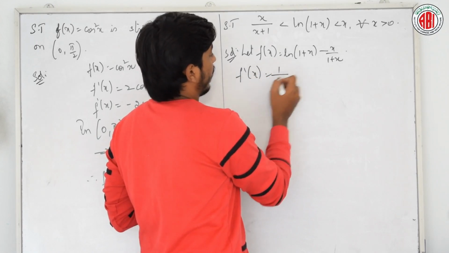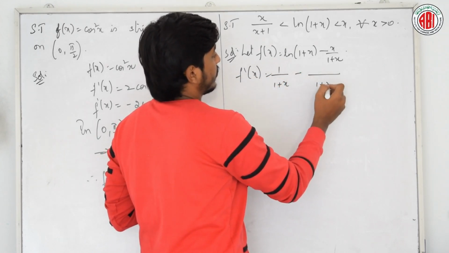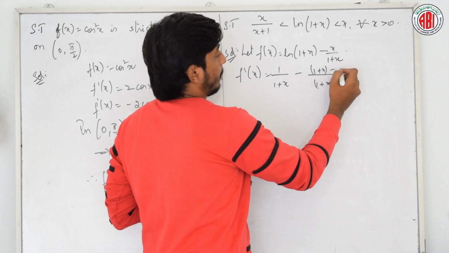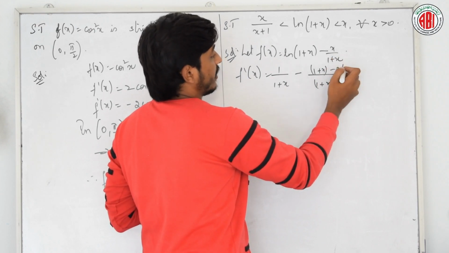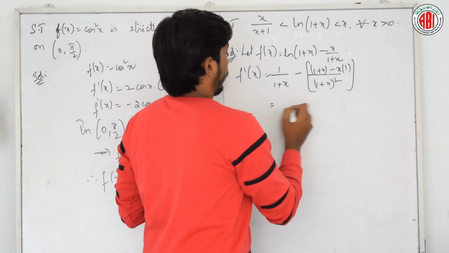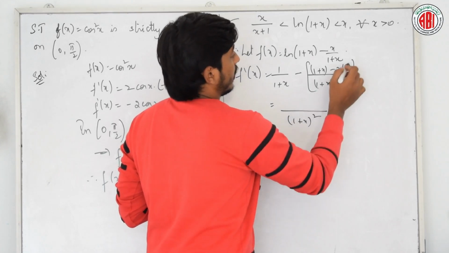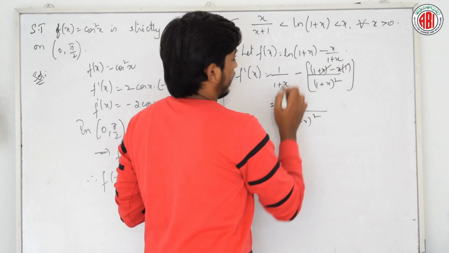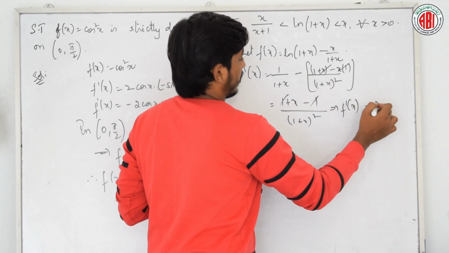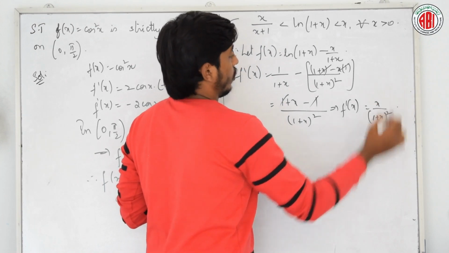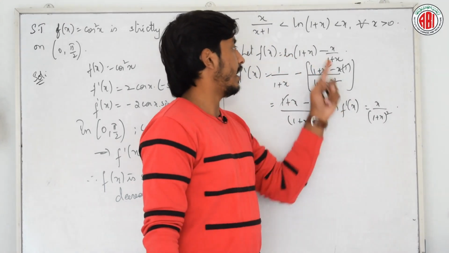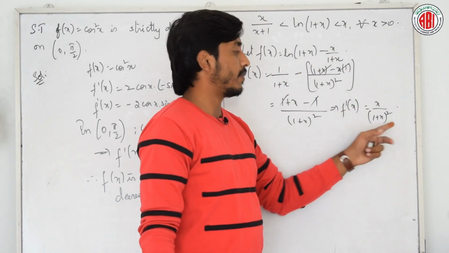f dash of x is equal to 1 by 1 plus x minus, here it is 1 plus x whole square into 1 plus x into 1, minus x into 1, obviously 1 into 1 is 1. Clear? Let us take the LCM, 1 plus x whole square. Here x will get cancelled. I will get 1 plus x and here minus 1. Therefore, f dash of x is equal to x by 1 plus x whole square. Clear?